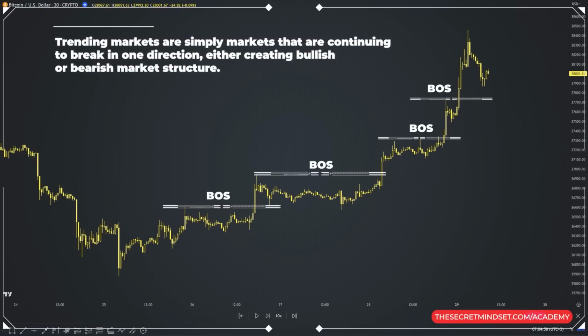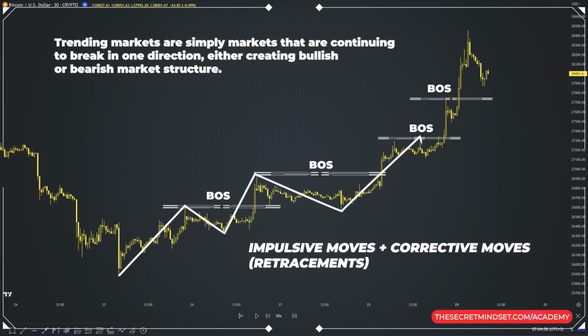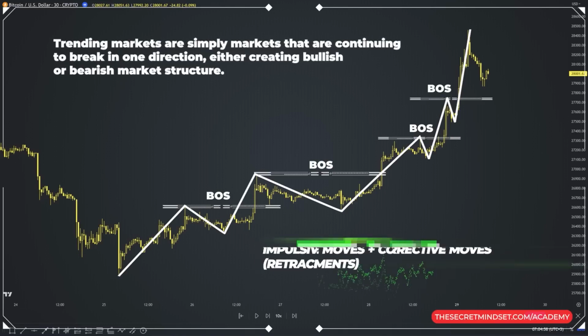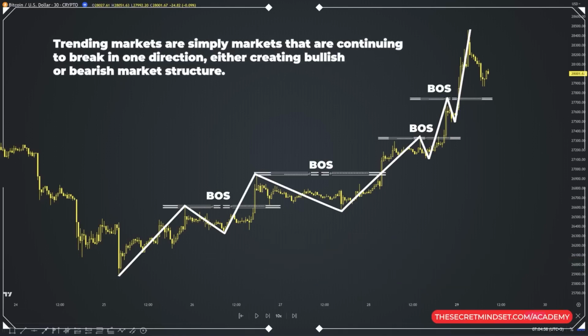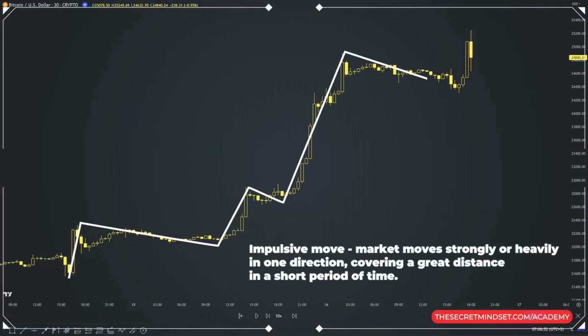These markets are characterized by 2 important moves, the impulsive move and the retracement one. It's a basic step, but you should be able to identify these moves almost immediately. Otherwise, you will not be able to make the correct decisions. An impulsive move is one where the market moves strongly or heavily in one direction, covering a great distance in a short period of time.